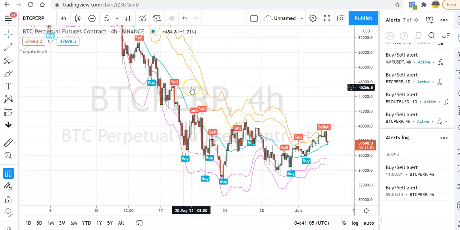I will not take sell signals off the middle bands area here, but all these ones here are perfect all the way down. You can see great signals. This indicator does not repaint. It gives signals in real time.